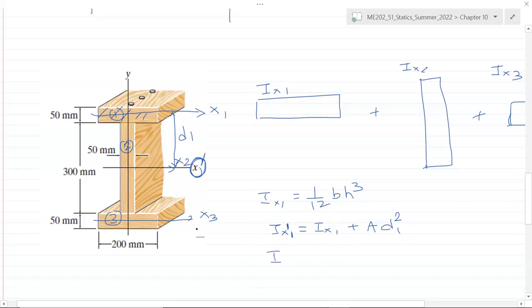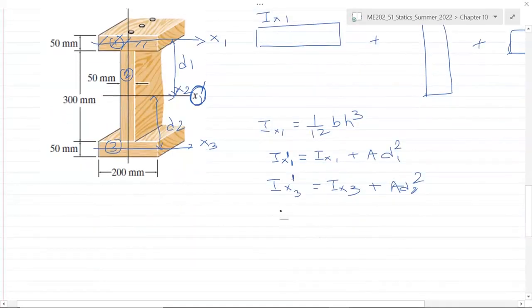Now the same thing we can apply to shape 3. So Ix3 relative to the x dash axis can be calculated as Ix3, that is the moment of inertia of this shape only about x3, plus A d2 squared, where d2 is this distance.